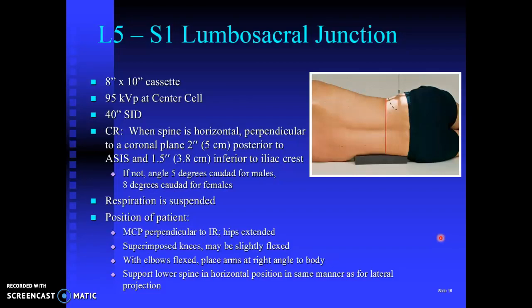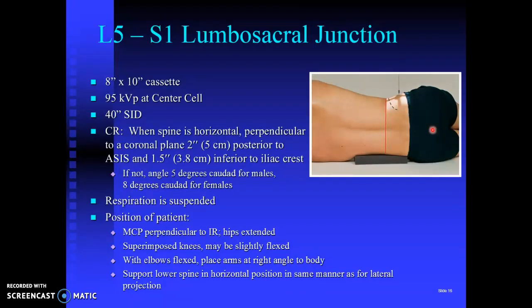Now moving on to the L5-S1 lumbosacral joint, which we call the spot shot. This is completed on an 8x10 cassette lengthwise with 95 kVp at center cell with 40-inch SID. Centering, when the spine is truly horizontal to the image receptor, you're going to be centered perpendicular to the mid-coronal plane to a coronal plane that's 2 inches posterior to the elevated ASIS and 1.5 inches inferior to the iliac crest.